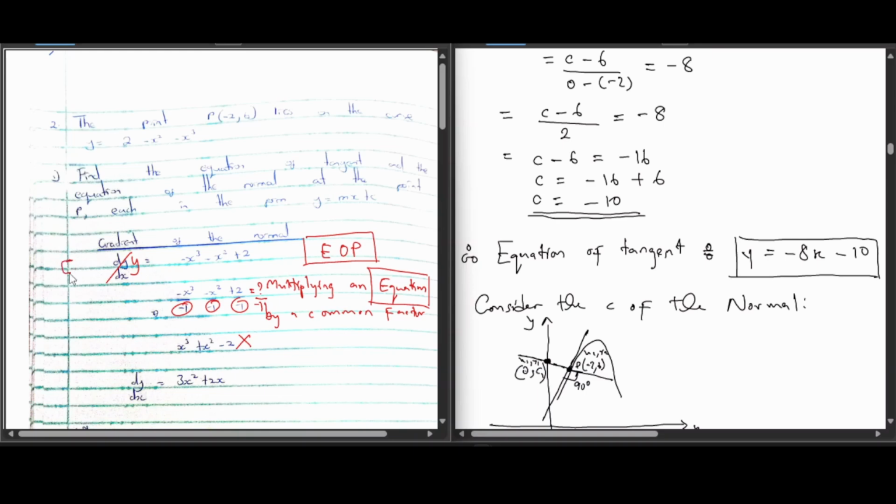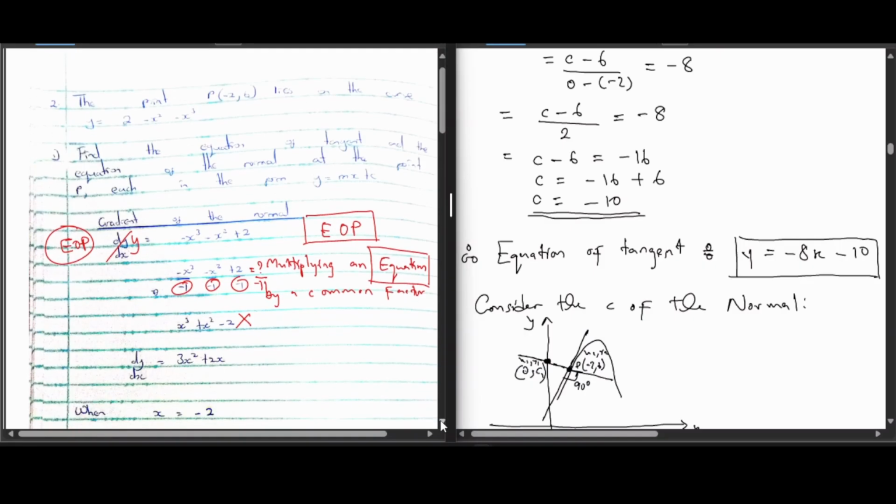Firstly, this was also an error of principle. Like, why are you saying dy dx is equal to that when you haven't differentiated? Do you think rearranging an equation is differentiating it? So that's also an error of principle there.